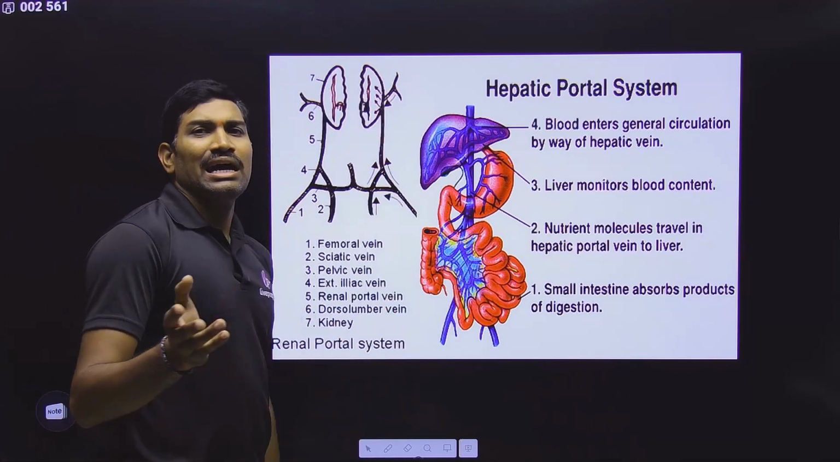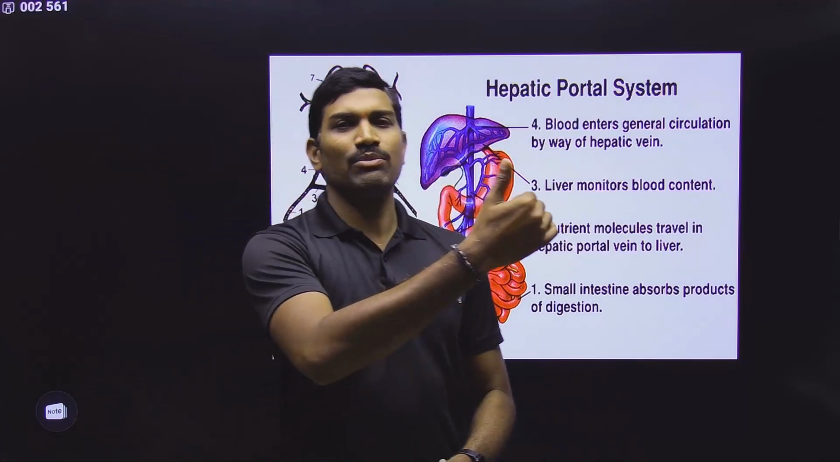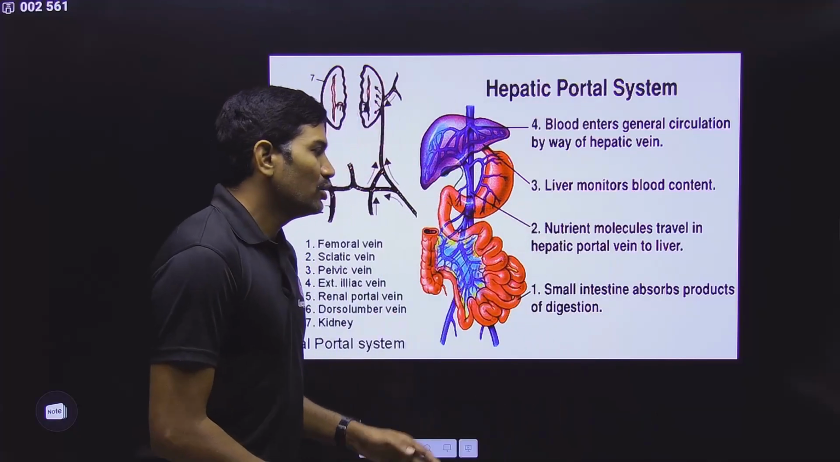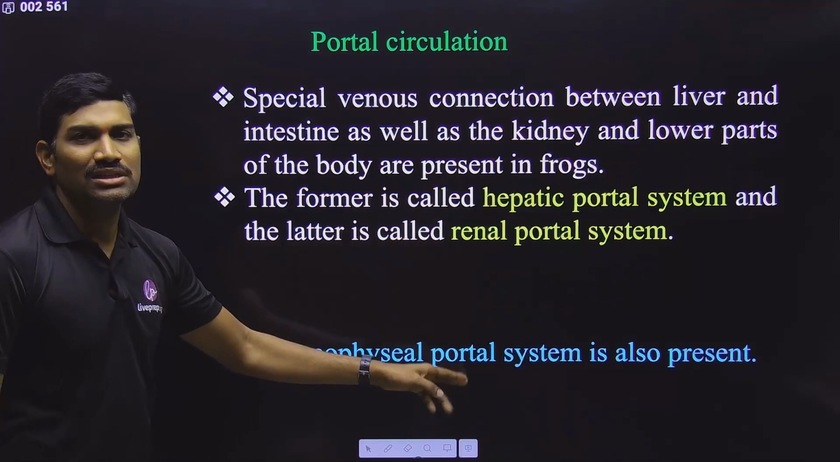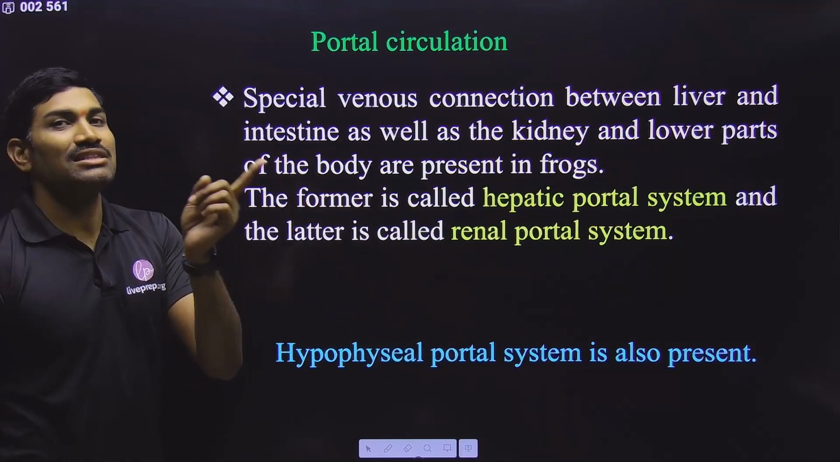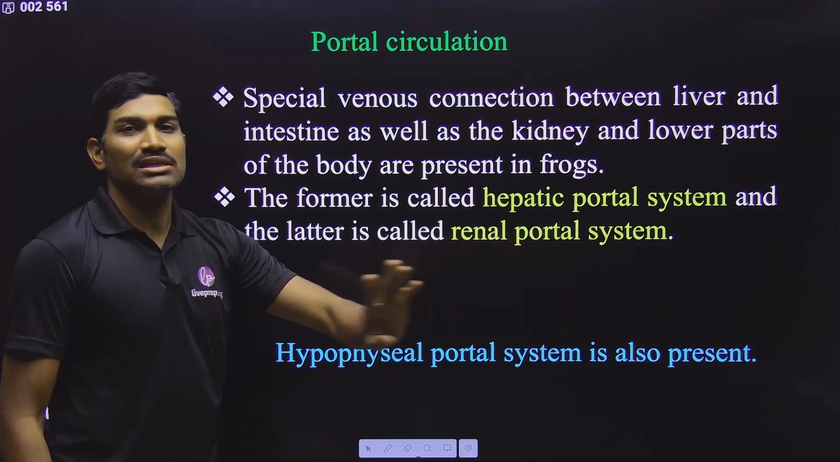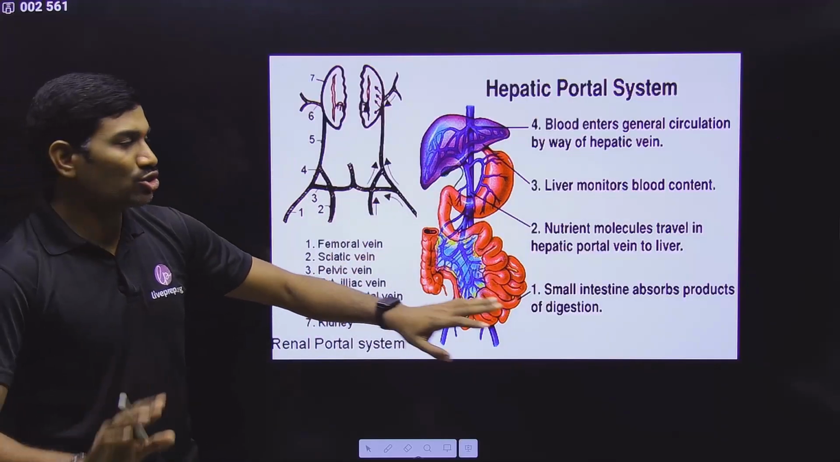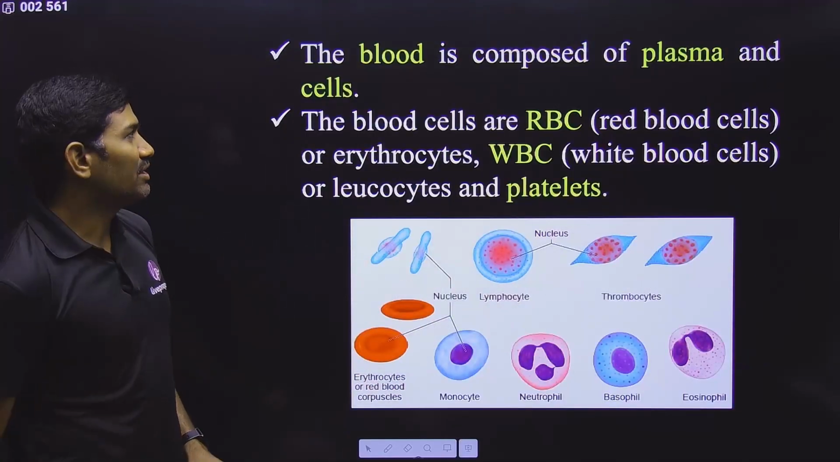And anyhow that hypophyseal portal circulation, from the hypothalamus, the blood is going to the pituitary gland. Anyhow that is also there. So in this way all the three portal circulations are present within the frog. Please remember this. Whereas in the case of human, renal portal system is not present. These differences also you just focus on, it will be very easy.